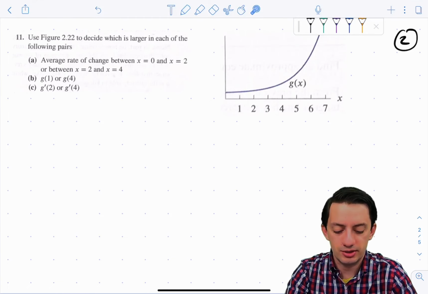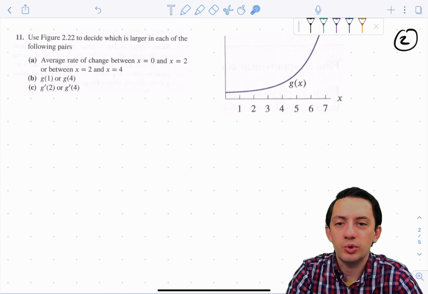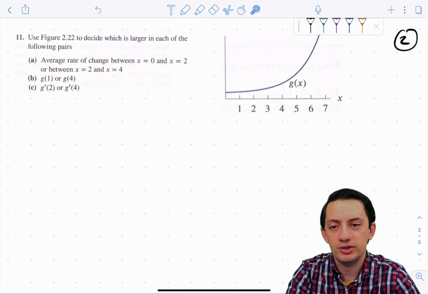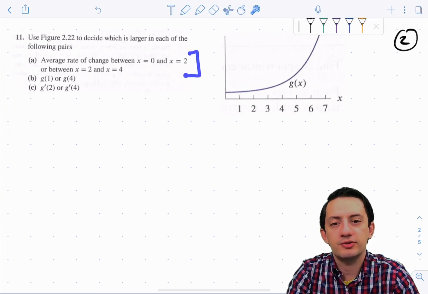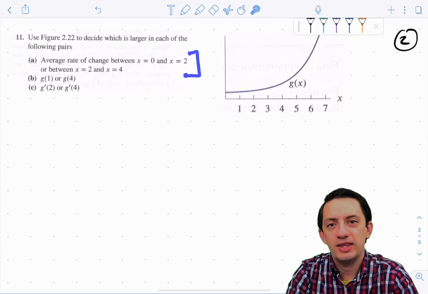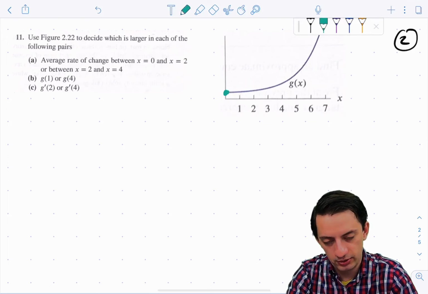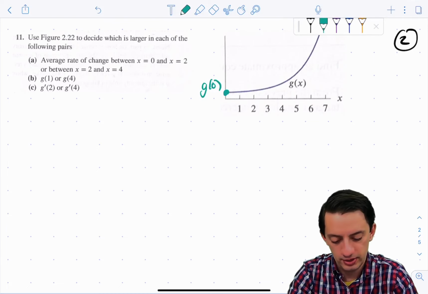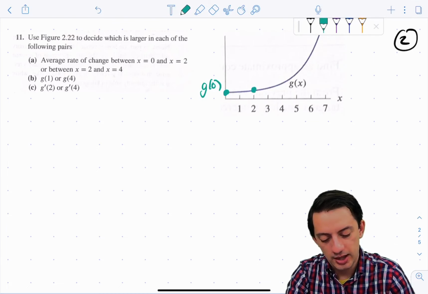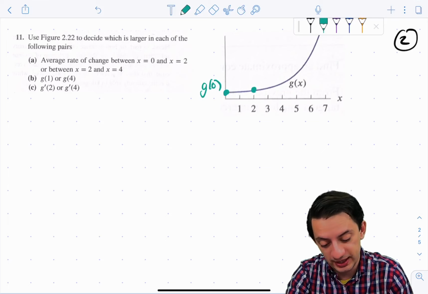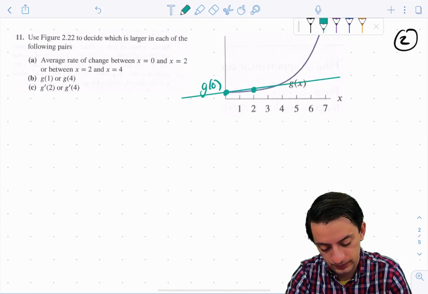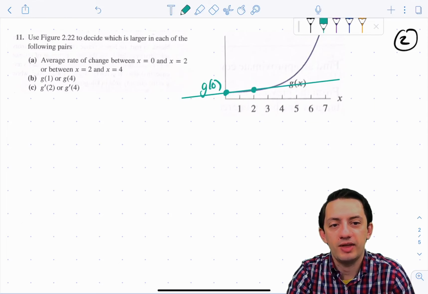This one says use this graph right above us to decide which is larger in each of the following pairs. So let's look at part A. Each of these parts is totally separate. So part A, the average rate of change between 0 and 2, and the average rate of change between 2 and 4. Which one's bigger? Well, let's put these on a graph. So here's 0. That's g of 0. It's the y value at 0, and g of 2. And so that means that the average rate of change is the slope of the secant line. So something like that, the slope of that line.